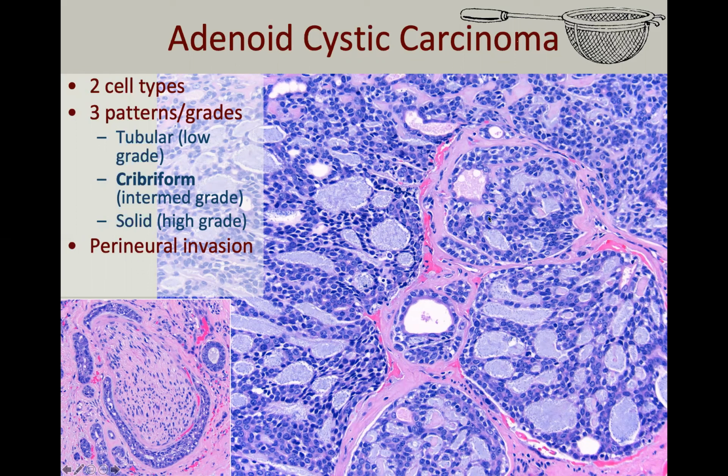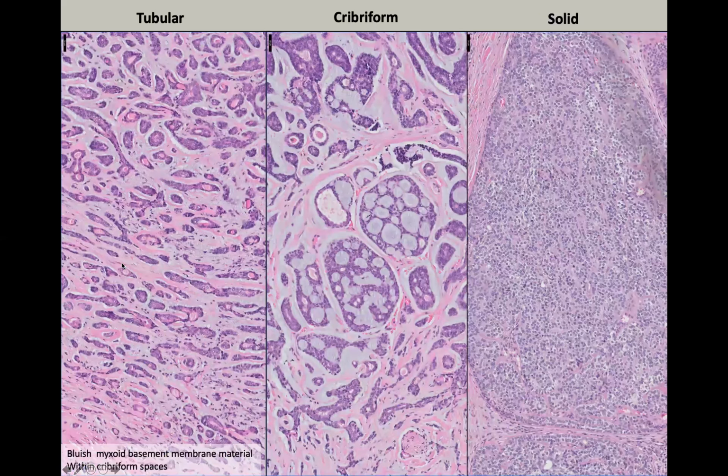If it's predominantly this cribriform pattern, that is considered intermediate grade. Predominantly tubular, as seen here, is low grade. Predominantly solid is high. Here's an example of perineural invasion. And here's an example of the tubular, the cribriform, and the solid patterns. Right? So you can sort of appreciate the differences in architecture, and it's thought that this increasing from tubular to solid growth is predictive of increasingly poor behavior.